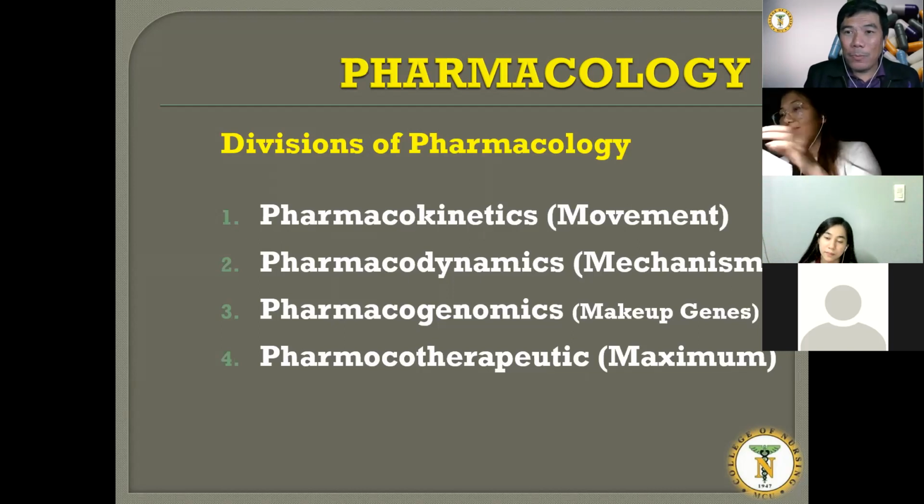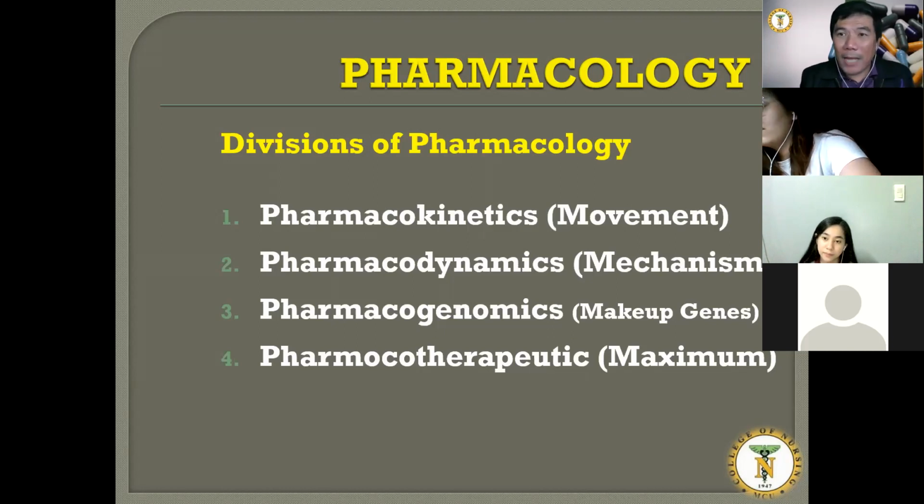When the person is in pain on a pain scale of 8 and is identified already with 4 or 3, that's an indication that the drug already reached its maximum effect. That's pharmacotherapeutics.